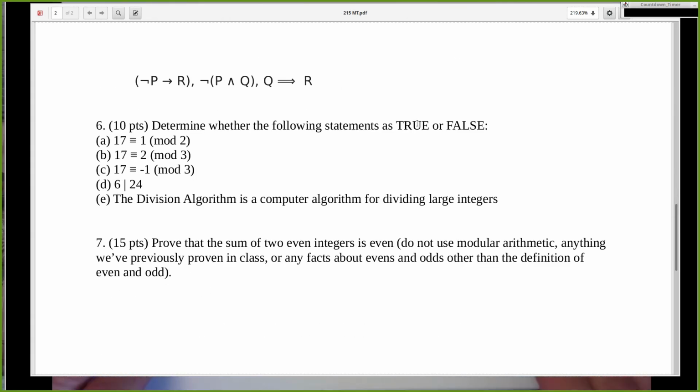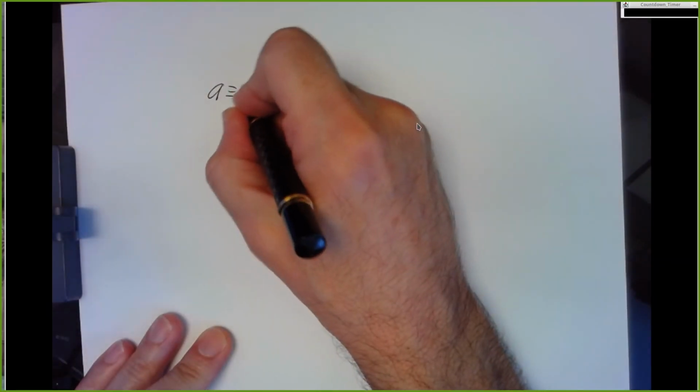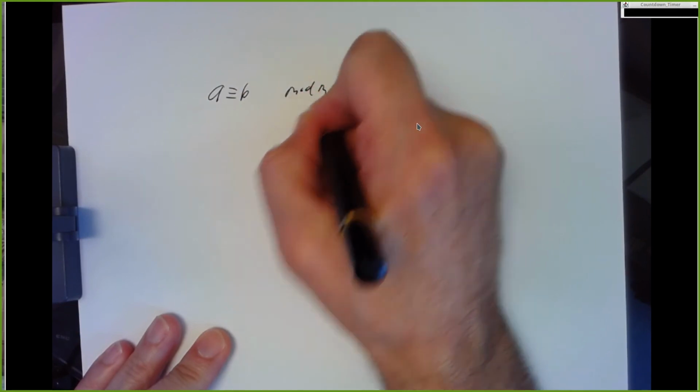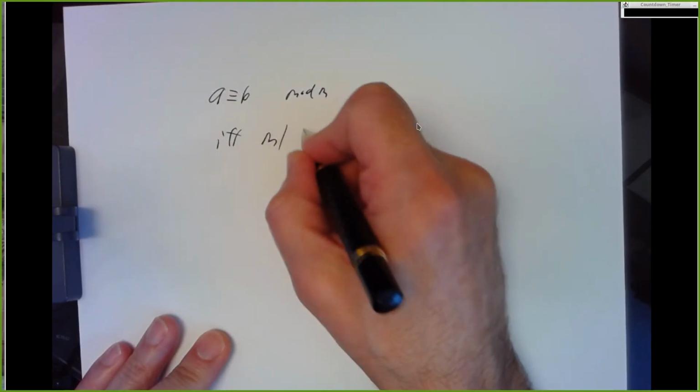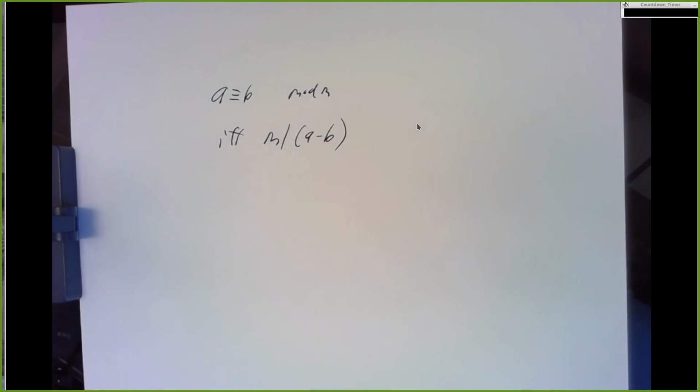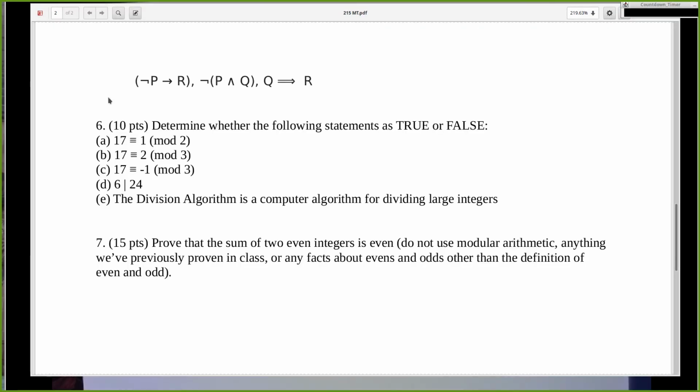All right, question 6, short true-false questions about division and divisibility. So is 17 congruent to 1 mod 2? Yes, they both have a remainder of 1 when divided by 2. Easy way to check congruence, right? A is congruent to B, modulo M, if and only if M divides their difference. So for all of these, we can say 17 minus 1 is 16. That's divisible by 2. So yes, those are congruent.